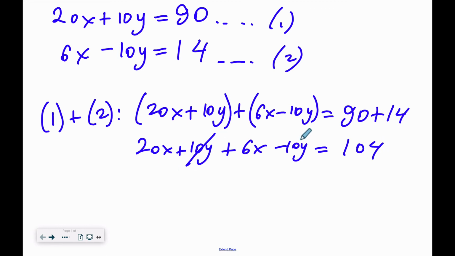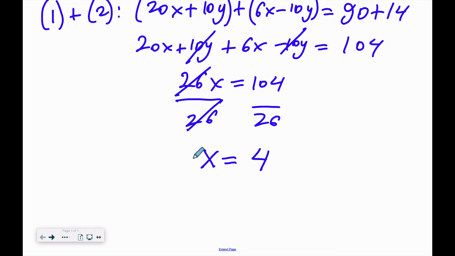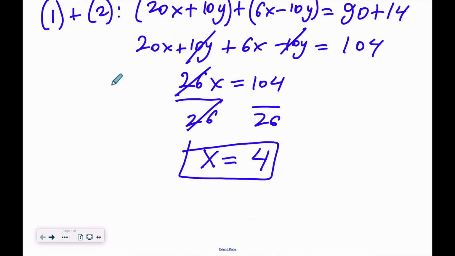And so 10y and negative 10y will cancel out. 20 plus 6 is 26x, which is equal to 104. From here we divide both sides by 26. In that way, 26 and 26 are gone, so we'll have x is equal to 4. Okay? Because 104 divided by 26 is 4. And then what we had in the very beginning, we had 4x plus 2y is equal to 18. Let's copy down here. 4x plus 2y is equal to 18. We'll have x equal to 4. We have found it out.